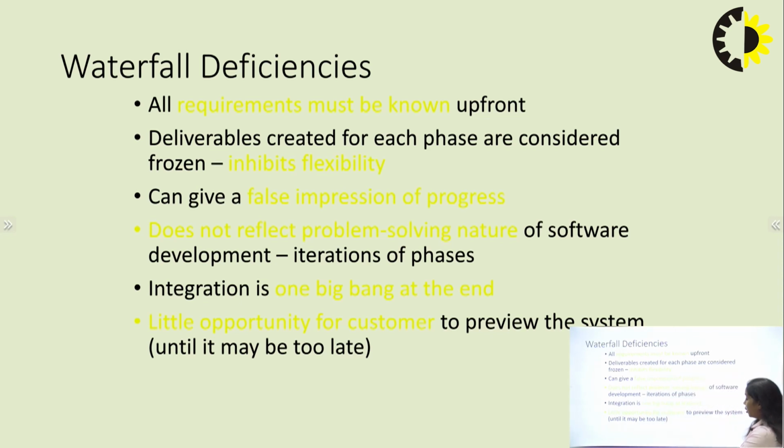Deliverables created for each phase are considered frozen. That means once you fix every step, you move to the next step. There is no provision to backtrack and take the requirement once again. It can also give a false impression of progress. That means it gives a false impression when we are moving forward.